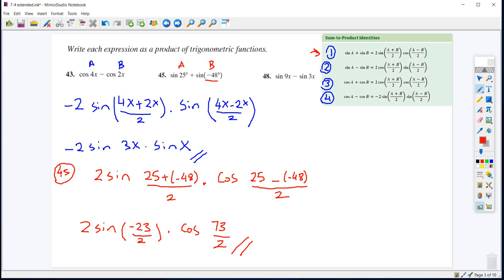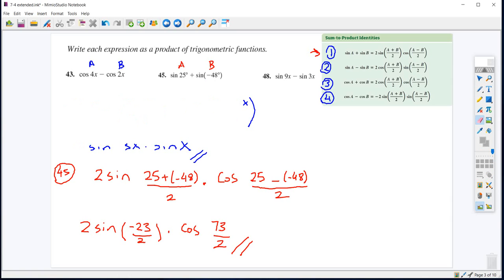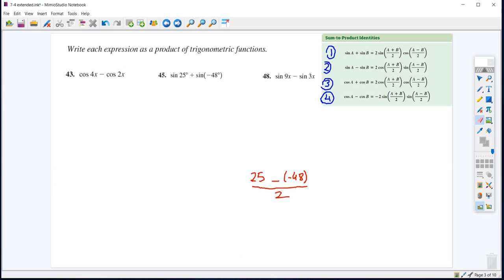Alright, so let's look at question 48 for the last. And I will erase this part. Make sure you're writing this all down, taking notes. That's going to help you. And we will move on. Okay, so question 48. You see we have sine 9x minus sine 3x. That's definitely formula 2. So it's going to look like this.